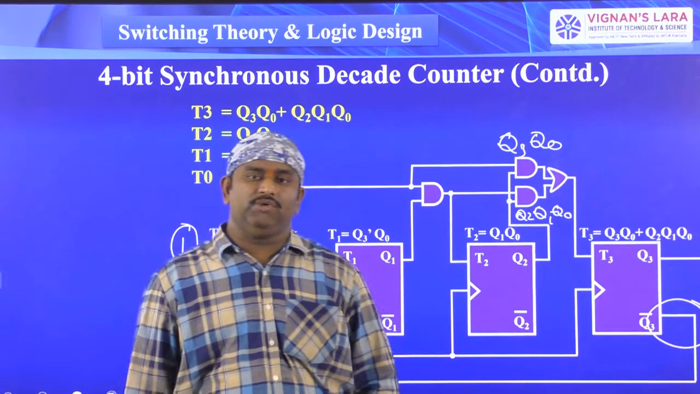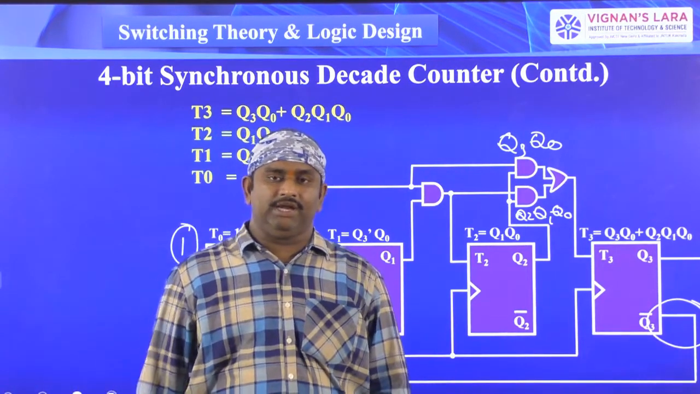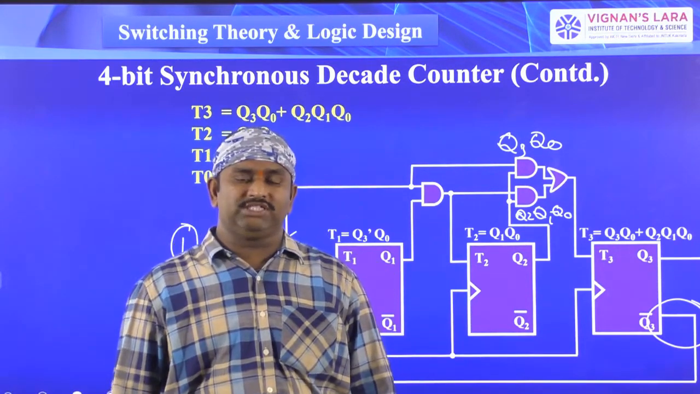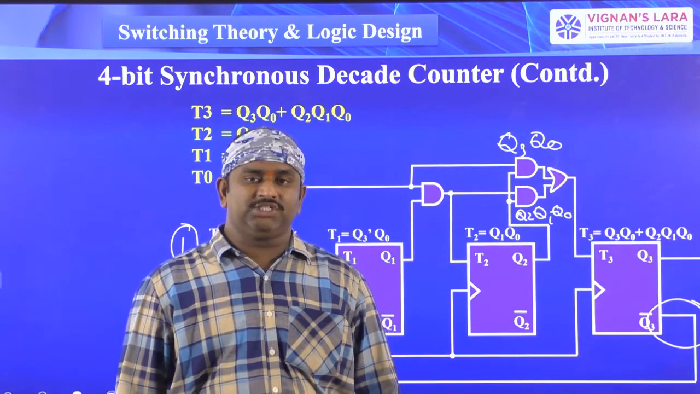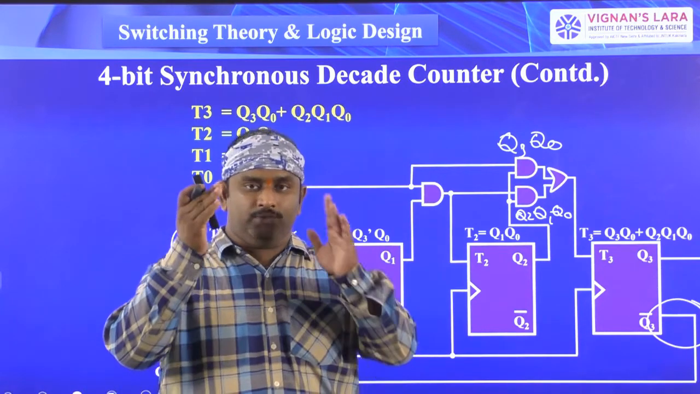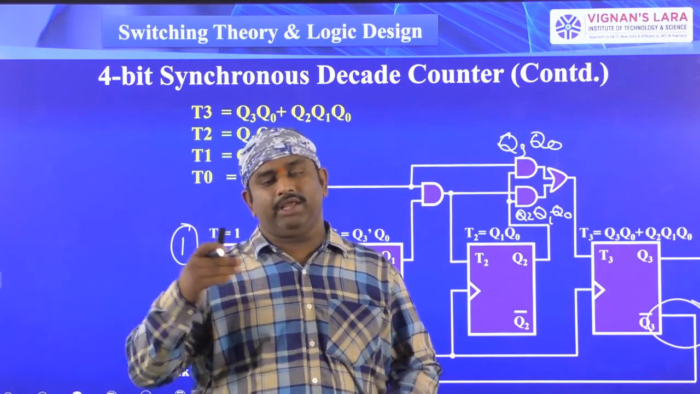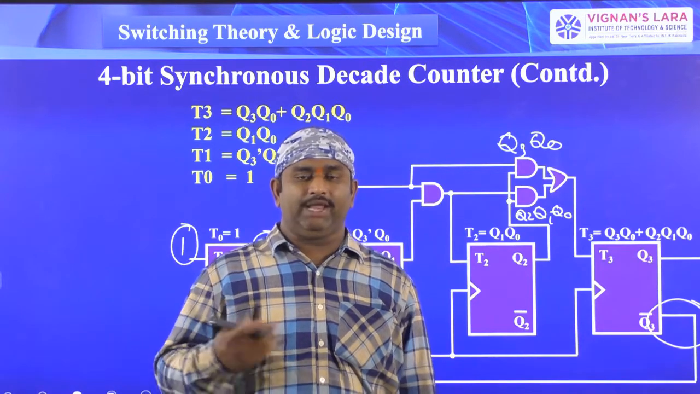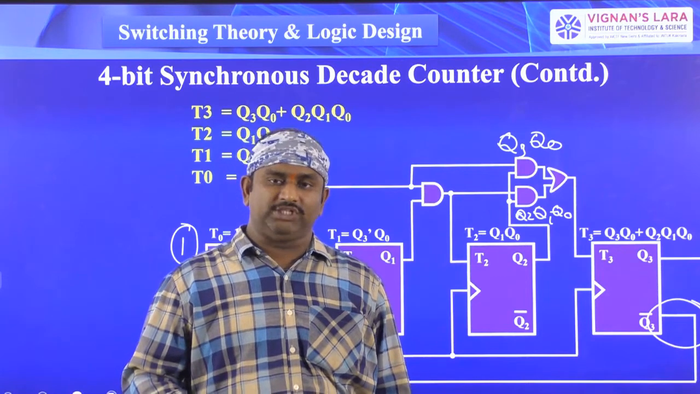Maybe in the examination they will ask an even counter, maybe they will ask an odd counter, maybe they will ask any type of counter. So whichever counter you are taking here, you have to follow the standard procedure with the 4 steps which we have discussed. The first step is to draw the state diagram. Second step is to draw the excitation table. From that excitation table, you have to take the T flip-flop input equations. After getting those expressions, you have to use K-map to minimize them.